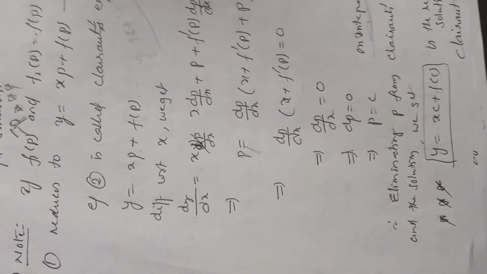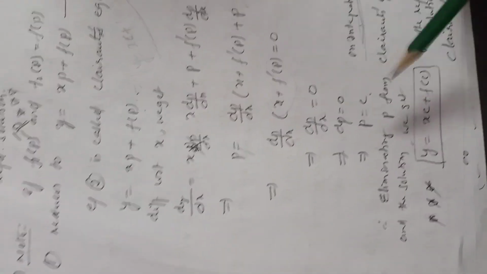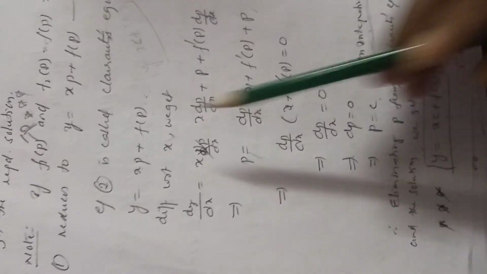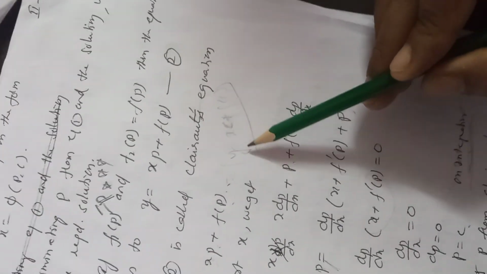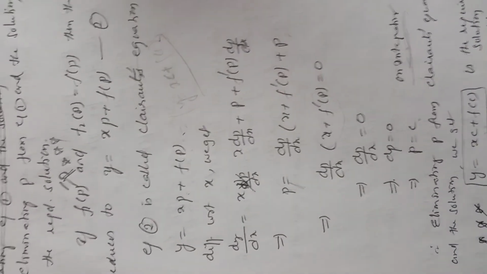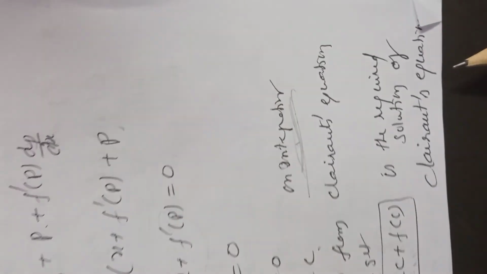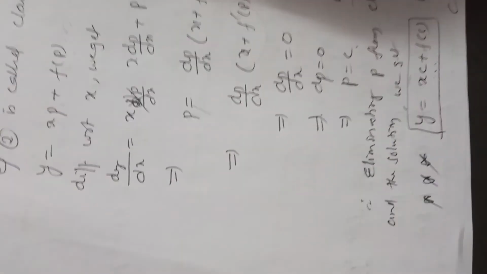Now we are eliminating p from the given equation and this result. What you will get, y is equal to, substituting the p value, xc plus f of c. Here see the solution. The solution is always y is equal to xc plus f of c. If the given differential equation is in Clairaut's form, p is replaced by some arbitrary constant, that is the required solution of Clairaut's equation.